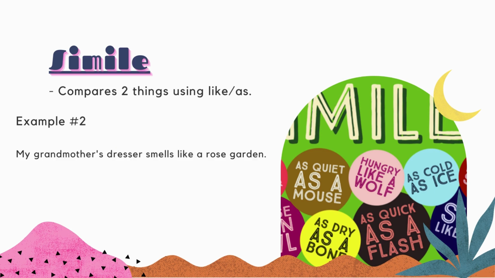Another example: My grandmother's dresser smells like a rose garden. This is an example of simile because, again, it compares two different things, grandmother's dresser and rose garden, using the word like. It makes it more interesting than just saying, my grandmother's dresser smells good, right?